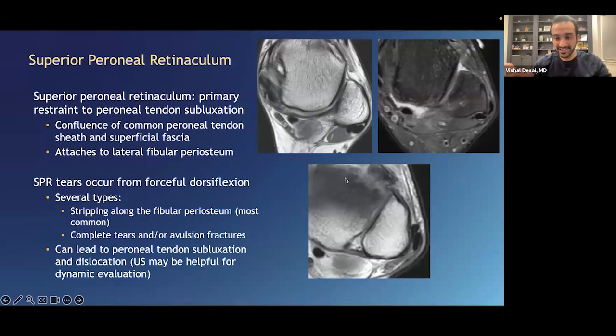And remember, MRI is a static imaging modality. So this is where ultrasound may be helpful, as at the time of MRI the tendons may not be subluxed, but those dynamic circumduction maneuvers may help you see those peroneal tendons sliding up and over the fibula.